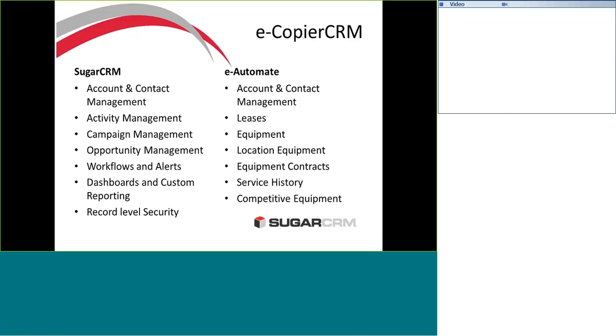Record level security. Again, when we talk about record level security, we're talking about a couple of different things. Number one is the ability to determine whether we want to show everybody a record, which we would call global, or whether we want to make it where only certain people see that record. So we have that ability in SugarCRM.